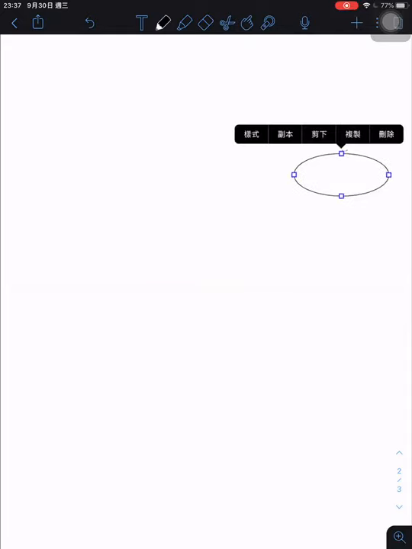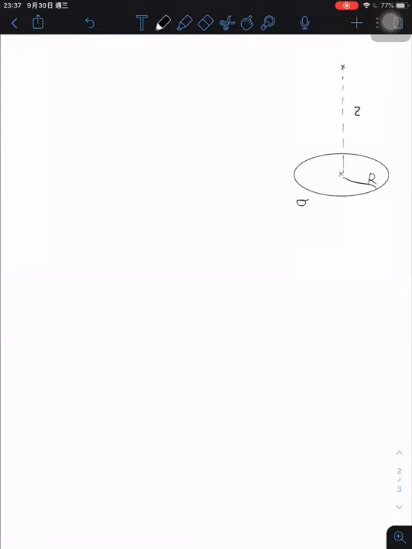So for the first question, we have a disk. Let me draw a disk first. We have a disk here, with surface charge density sigma and radius r, and we would like to find the electric potential at the center with a distance z.